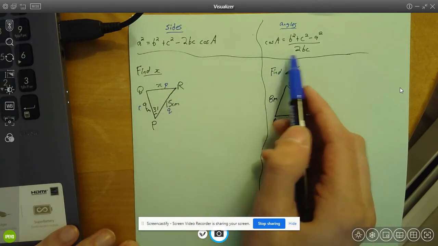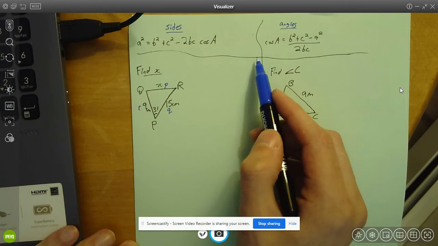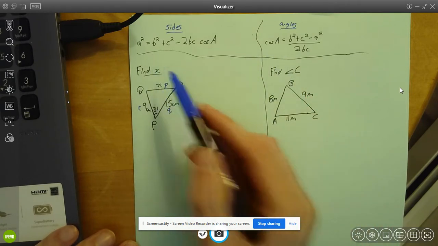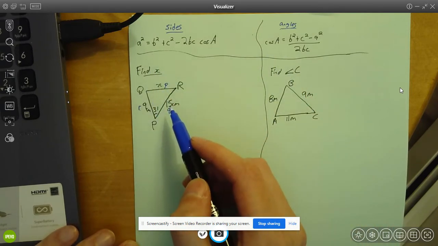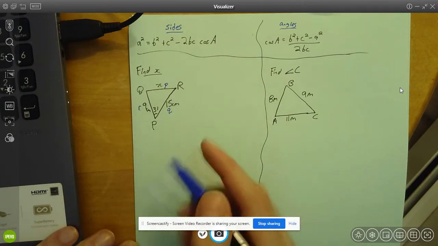Here's a version of the cosine law for angles. In class, we talked about how these are really just the same rule, just rearranged. And the letters don't matter. I don't have to use A's, B's, and C's. What matters is the form or the pattern. So P, Q, and R work just as well.